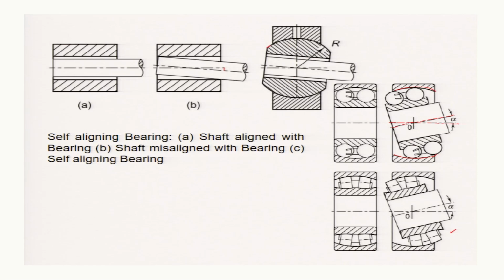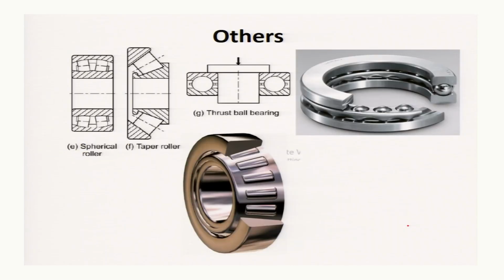See this assembly. This one is rotating on this, and the same principle is used in these two cases. Now other bearings are the spherical roller, two row, then the tapered roller, this is the tapered roller, that can take both the axial and radial load. This is shown here also, the tapered one.